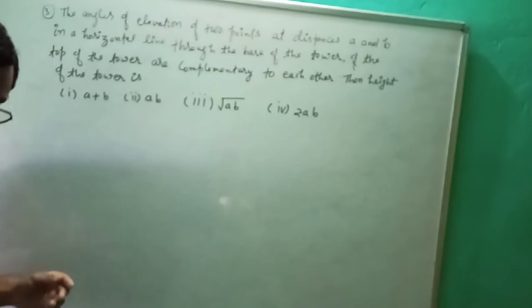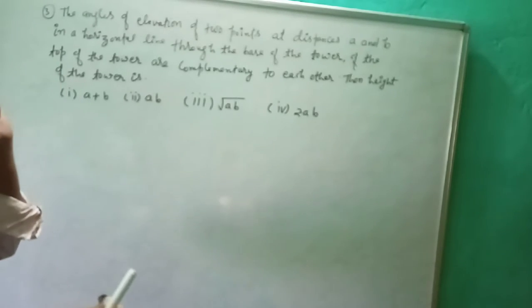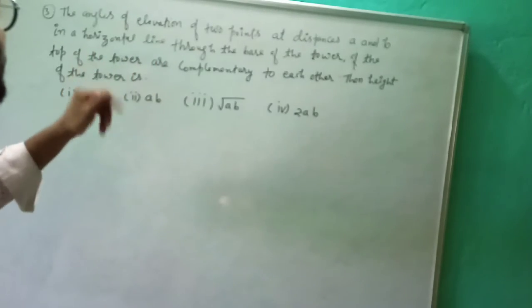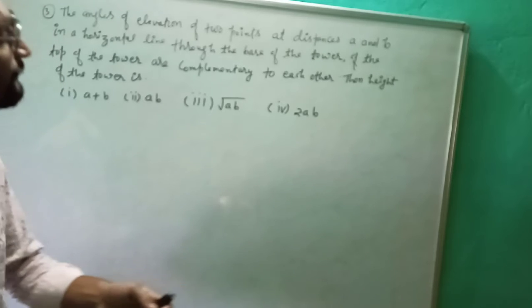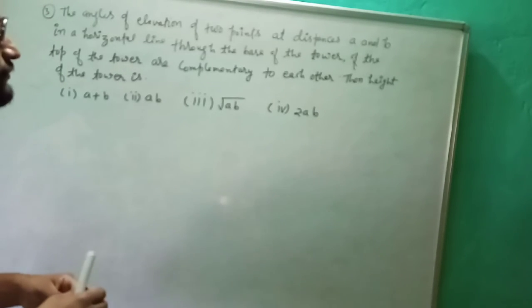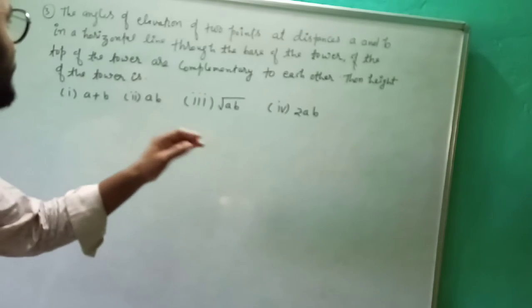Now let's solve this question based on application of trigonometry. The angle of elevation of the top of a tower from 2 points at distances a and b in a horizontal line through the base of the tower are complementary to each other. Then the height of the tower is? So this is an objective type question. You have 4 options here and only one is correct.